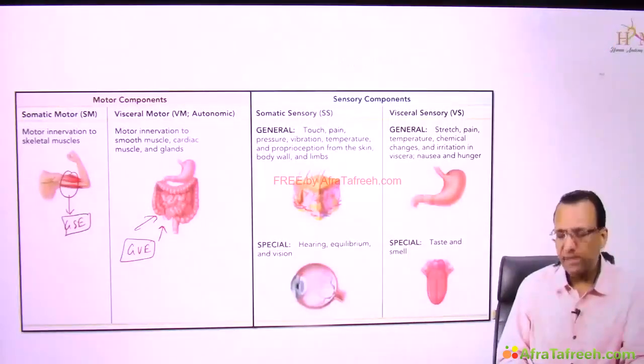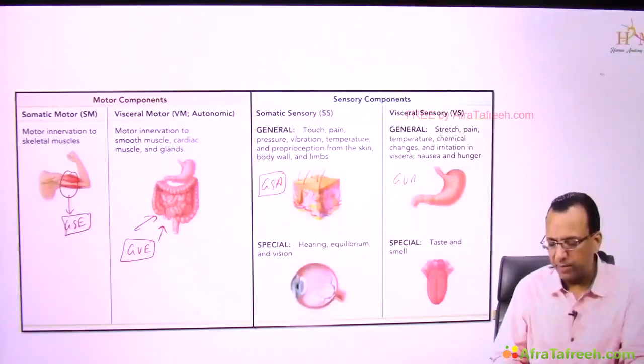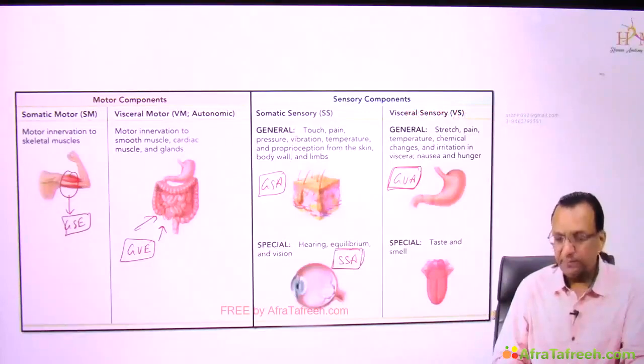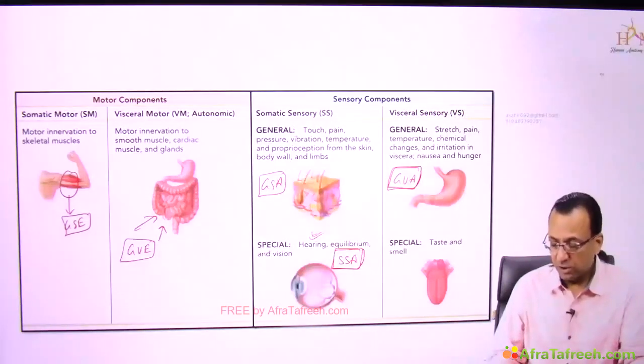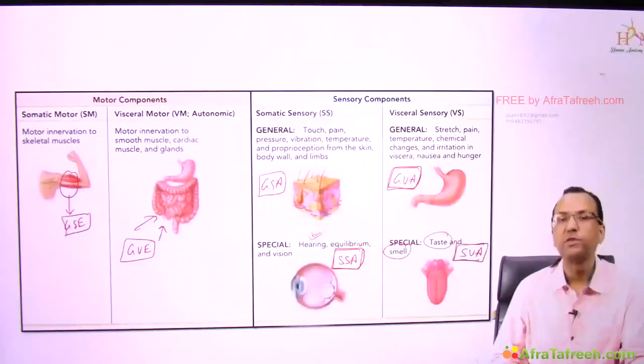If it is general sensation, they are GSA. If it is angina pain, colicky pain, that is GVA, maybe blood pressure and chemoreception also. If it is hearing and vision, it is SSA. And if it is taste and smell, then it is SVA. So there are some neural columns which we already know and we have to talk about.